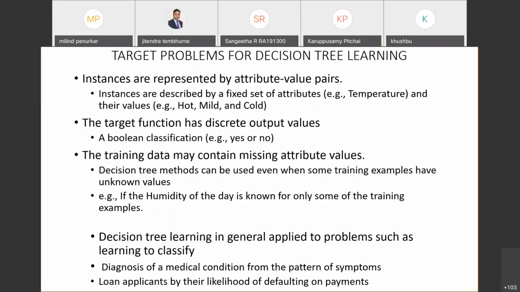So that's the reason I was talking about the target problems for decision tree learning. In the real world, we would apply it only to those problems where my instance has a fixed set of attributes. The first is that instances are represented by attribute-value pairs. Every attribute would have a certain fixed set of values. I will not have many more values than this. For example, temperature, its values are hot, mild, cold. So we have limited values. The second one is that the target function has discrete output values. So that's what I was talking about. We would have a Boolean classification, e.g. yes or no.